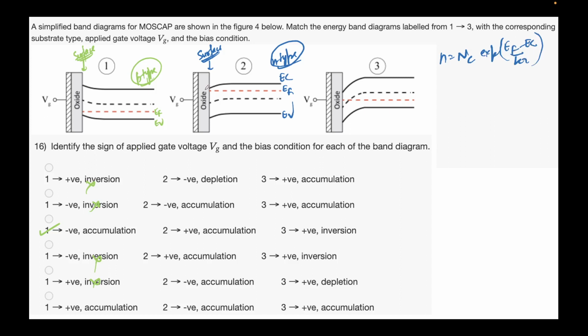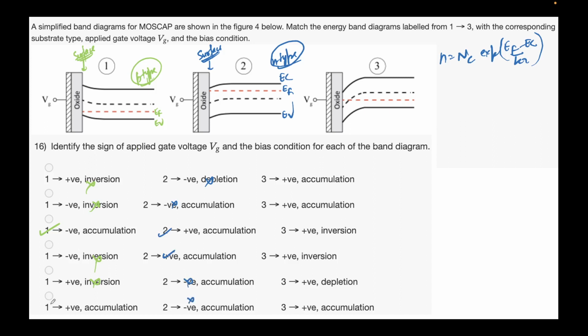EF minus EC is even smaller here. Okay, EF minus EC is smaller, so N will be higher. So N at surface will be higher. This means electrons are now getting collected over here. So electrons are getting accumulated. When will the electrons get accumulated? When you apply a positive bias. If you apply a positive bias, the electrons will get attracted to this interface. So we have to apply a positive bias. So the incorrect options are eliminated, and the others can be correct.